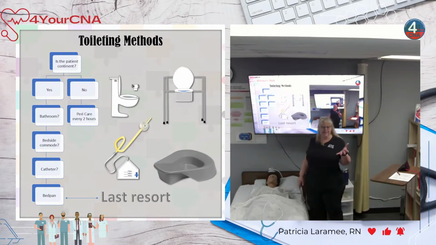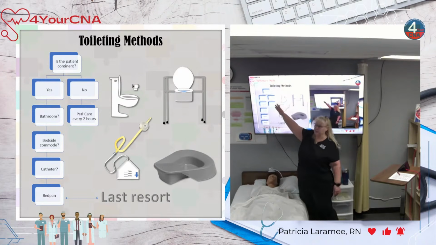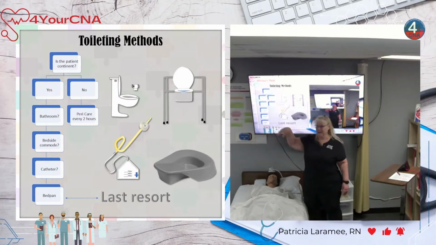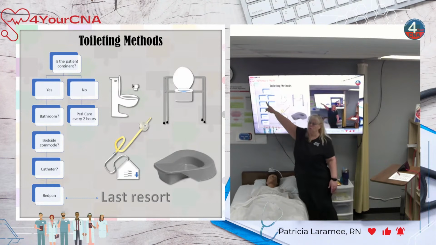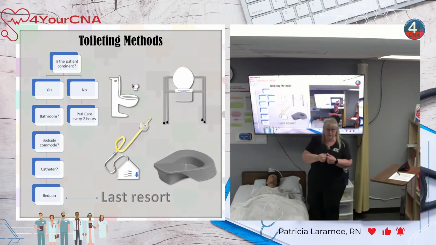But what happens if the patient can't take care of their own bathroom needs? So are they continent? I mean, do they have the capability physically? We talked about incontinence. You guys remember that last week? Well, if they're incontinent, we just do pericare every 2 hours. We already have a process for that. Clean them up, get them on a dry pad every 2 hours. What we're talking about here is if they're capable of holding and going. Good? Make sense? All right.